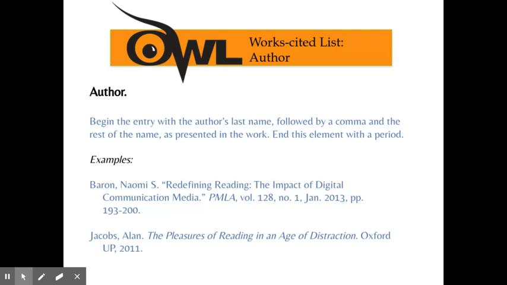So the first thing that you list in a works cited list is the author. So you begin the entry with the author's last name, followed by a comma, and the rest of the name as presented in the work. And then you end this element with a period.